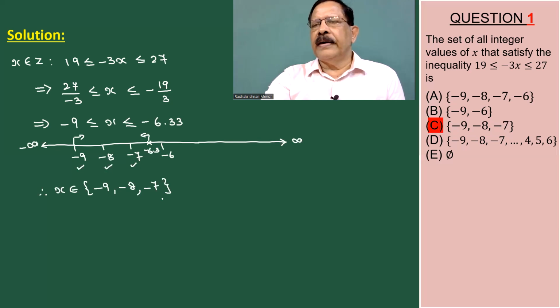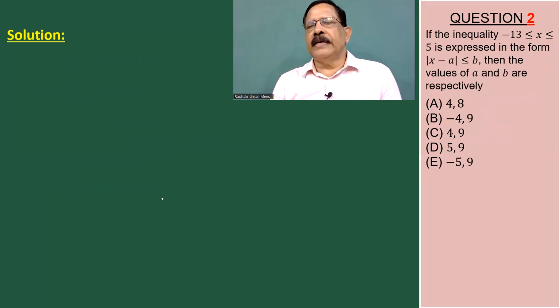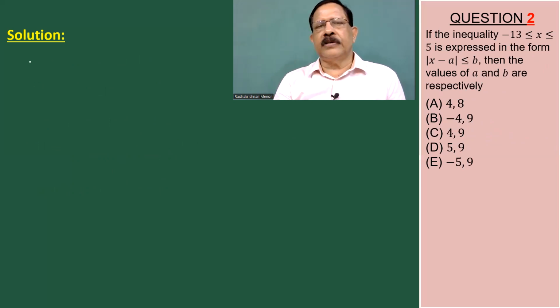Okay. Now the next question. If the inequality minus 13 is less than or equal to x, less than or equal to 5. We have done a similar question: modulus of x minus a is less than or equal to b. By using the property of modulus in inequality, we have minus b less than or equal to x minus a, less than or equal to b. We have to find out the interval in which x lies.